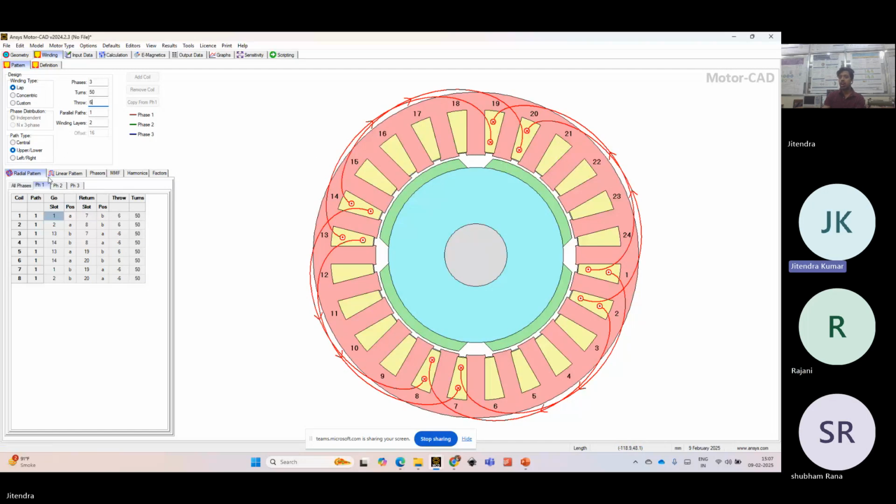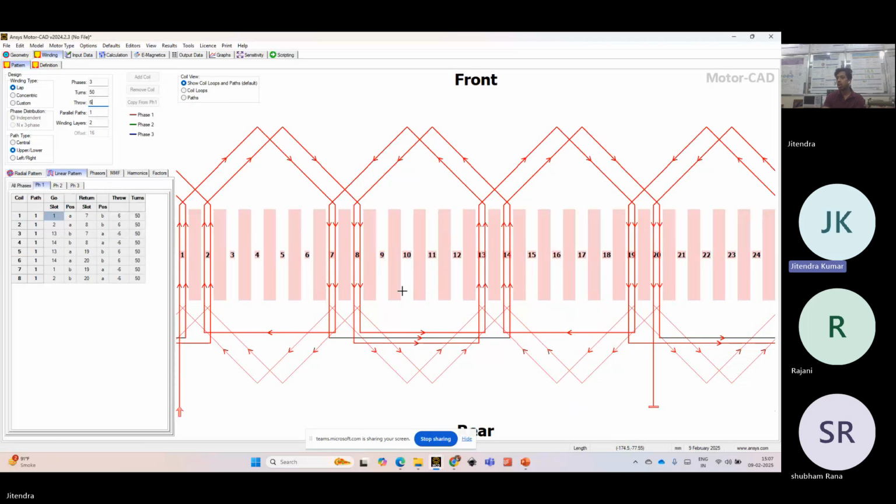This is how your winding looks. If you want to see the linear pattern, this is how it is wound around the core. From the first slot, the first conductor goes with this overhang and comes into the seventh slot. So it has traveled 6 slots. That is what we mean by full pitch winding.